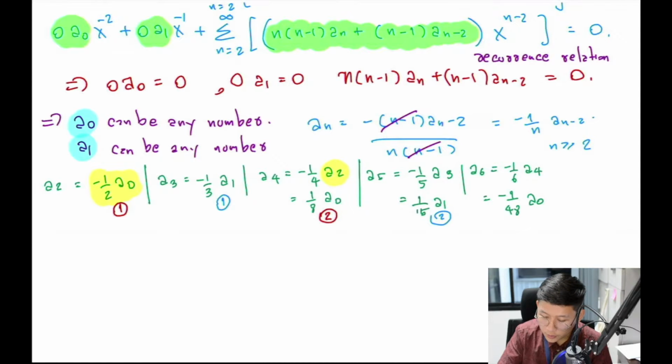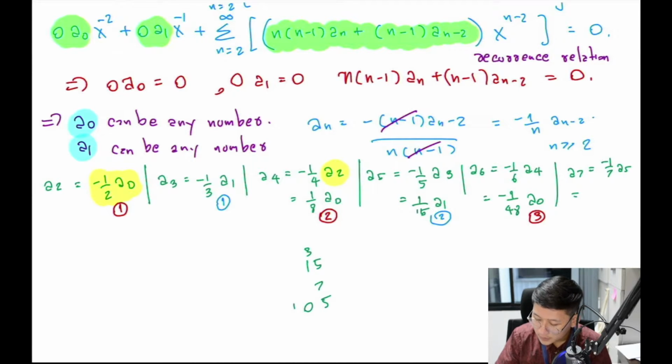Okay, so we already have 3 terms in terms of a0. And then a7, that would be minus 1/7 a5. What is a5? That's going to be 15 times 7, right? And that's going to be 105. So it's minus 1/105 a1.